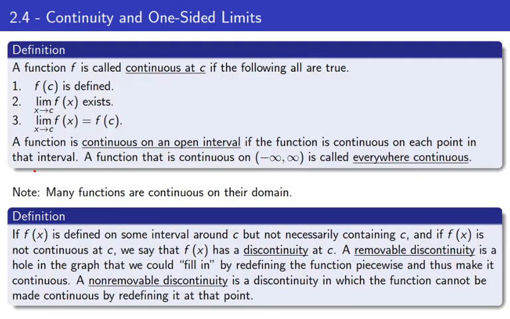Little note here that the domain of the functions, we'll talk about this soon, like the square root function is a little different, but in general, many functions are continuous on their whole domain. We'll talk about that. We have three different types of discontinuities. First off, a discontinuity is a point where the function is defined around this point, but it is not continuous at that point.